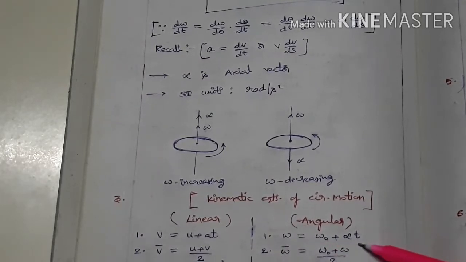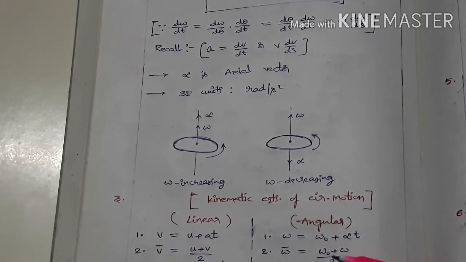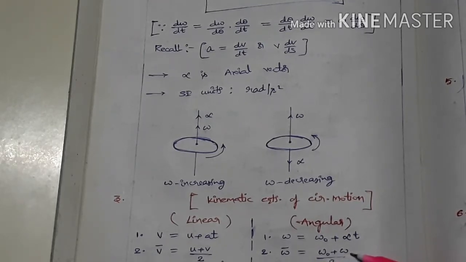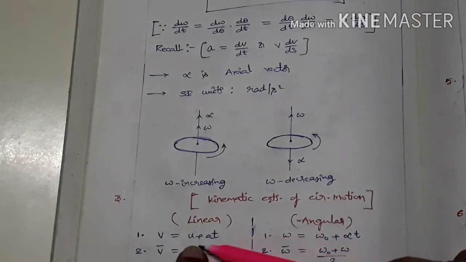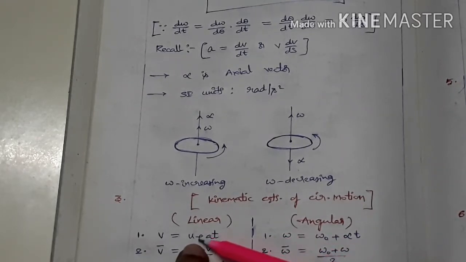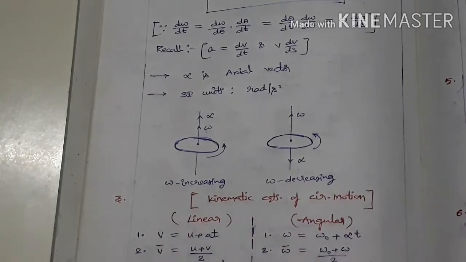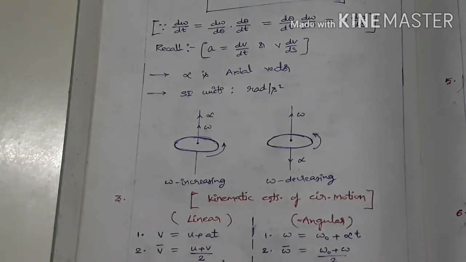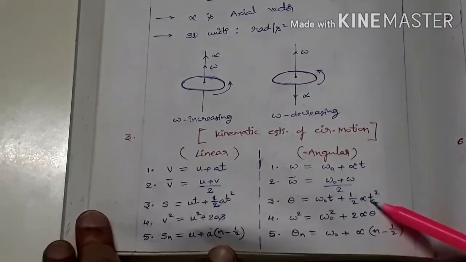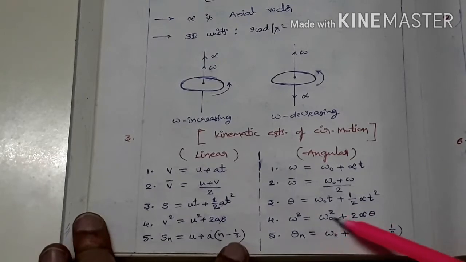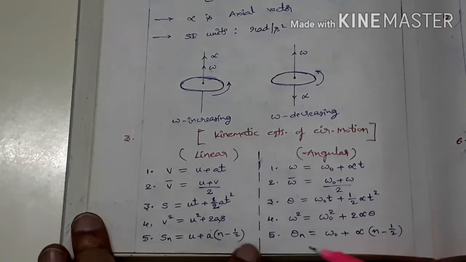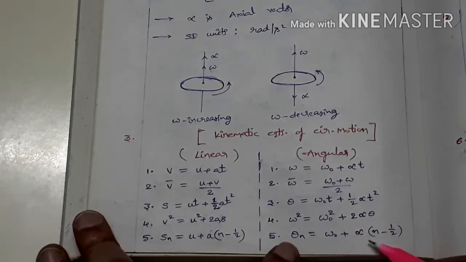omega equal to omega naught plus alpha t, omega bar equal to (omega naught plus omega) by 2. Here omega naught is the initial angular velocity and omega is some instantaneous angular velocity. See, here u is the initial linear velocity and v is the instantaneous linear velocity. So theta equal to omega naught t plus half alpha t square, and omega square equal to omega naught square plus 2 alpha theta. Theta_n equal to omega naught plus alpha into (n minus half).